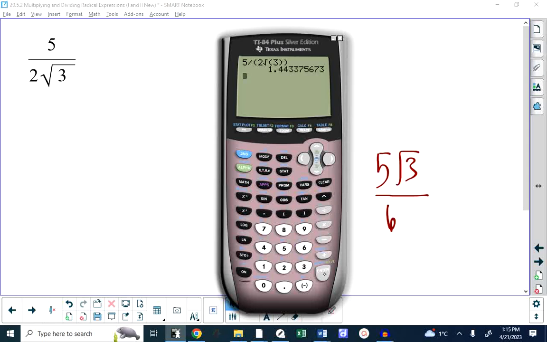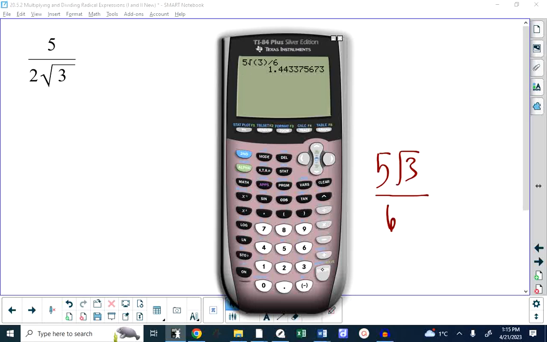That 5 over 2 root 3 is approximately equal to 1.44 something. Now if I figure out what 5 root 3 divided by 6 is, if I go 5 root 3, close brackets, divided by 6, I get the same number, okay? So you can trust me that they're equal, and we're going to learn how to get from one to the other.